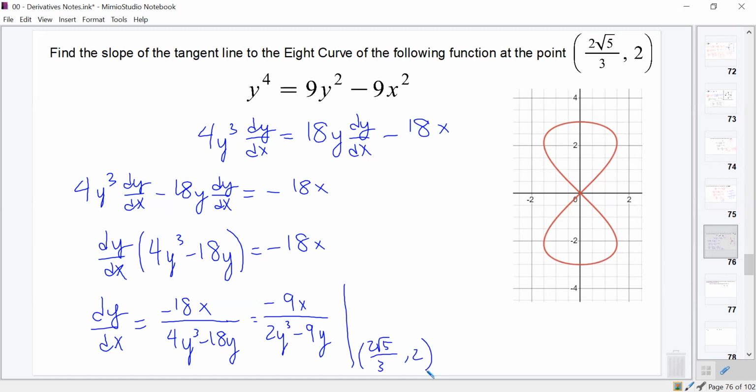So in the numerator, we're going to get negative 18 root 5 over 3 when we multiply that 2 root 5 over 3 by negative 9. And in the denominator, we're going to have 2 times 2 cubed minus 9 times 2. And so in the numerator, it looks like we end up with a negative 6 root 5. And in the denominator, that gives us 16 minus 18, which is negative 2, so we just end up with 3 root 5.